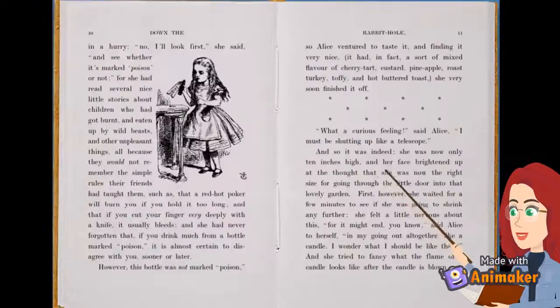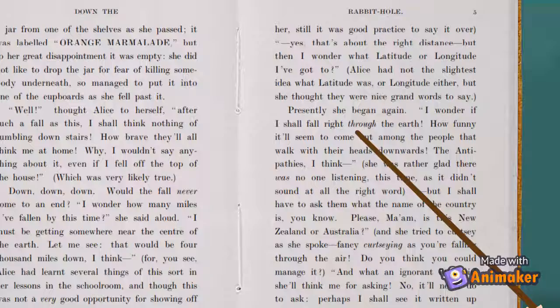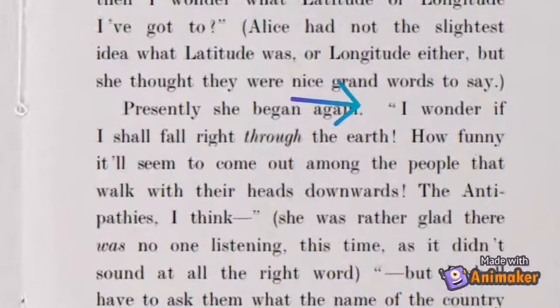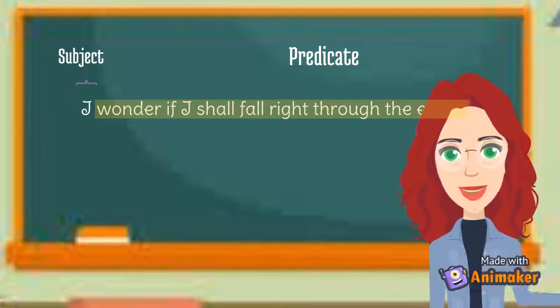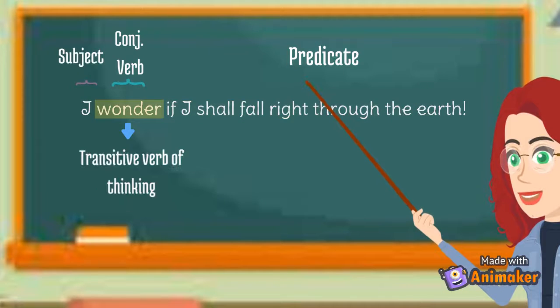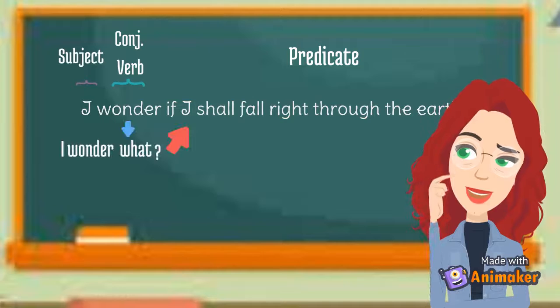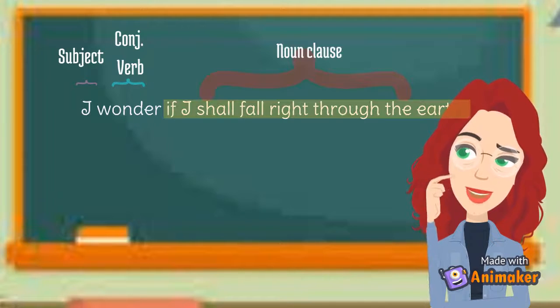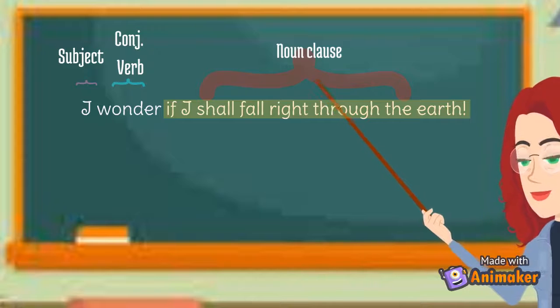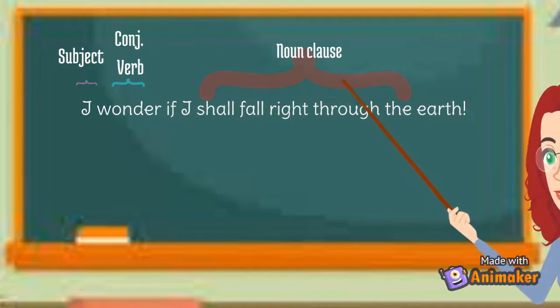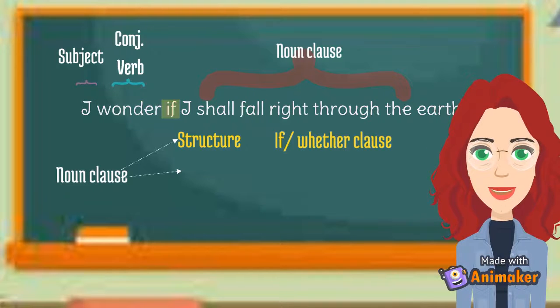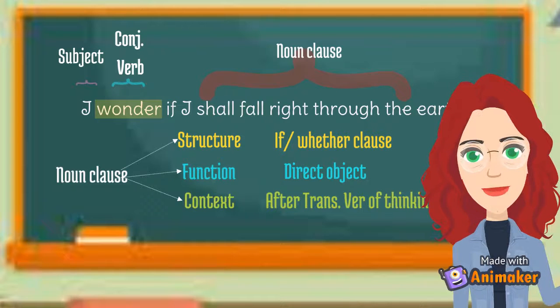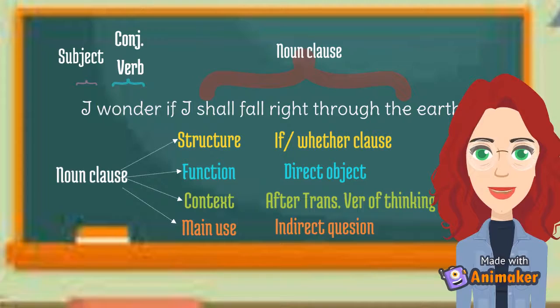Now let's go back to page number 5. In this complex sentence, I wonder if I shall fall right through the earth, we find the subject and the predicate, in which the conjugated verb is wonder, a transitive verb of thinking, answering the question what, and giving us the noun clause, if I shall fall right through the earth, as an answer, whose subordinator is the subordinating conjunction if. This noun clause has the structure of an if-whether clause, the function of a direct object, the context after a transitive verb of thinking, and the main use of an indirect question.